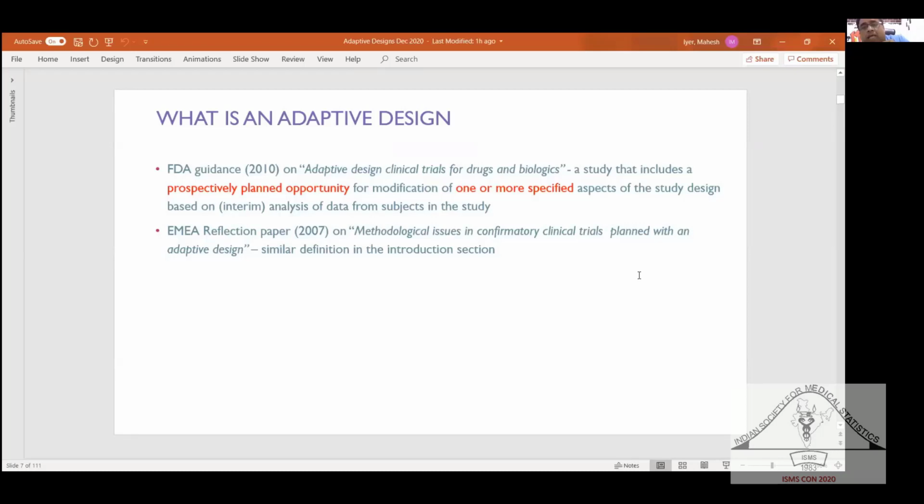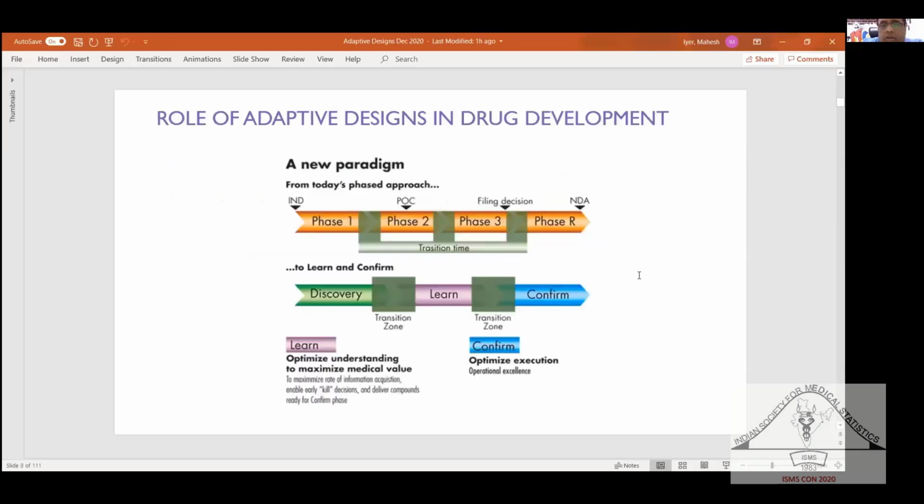So three aspects. One is it has to be planned upfront. Second is it can be more than one aspect. As Rajeshwari mentioned, it's not just about the enrollment probabilities, but also about other aspects. The third is that it is based on interim analysis, as Dipti was saying. But the thing that you got mixed up is that it has to be planned upfront.